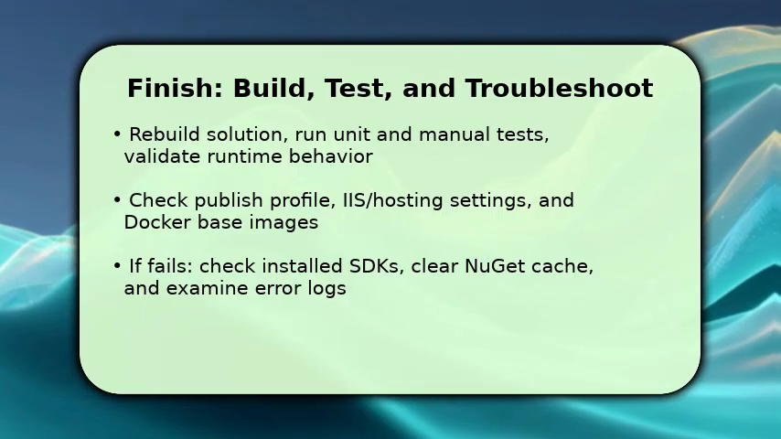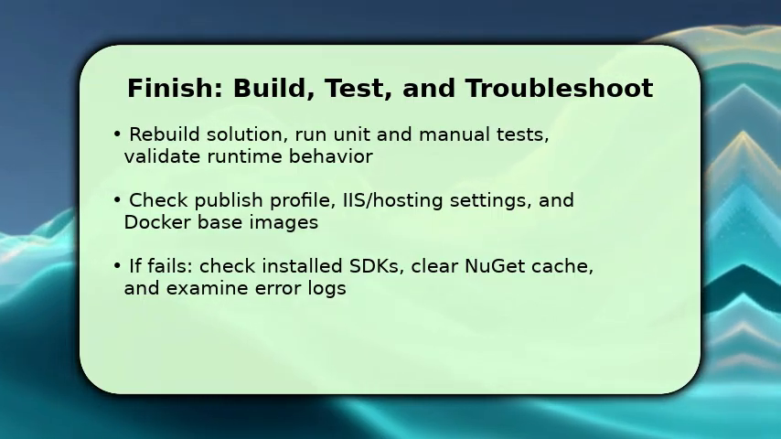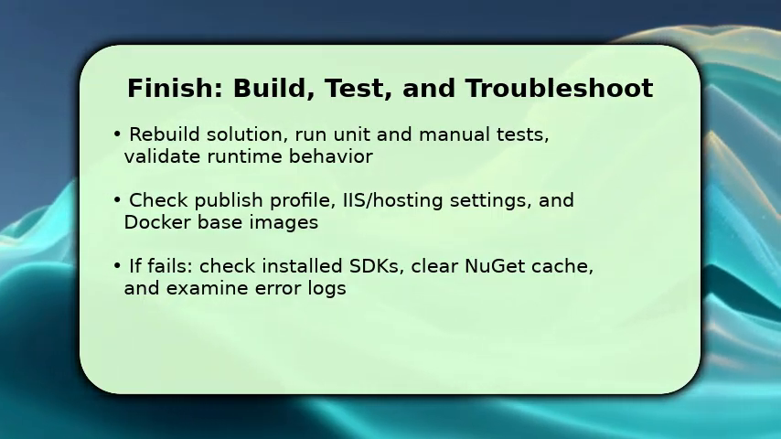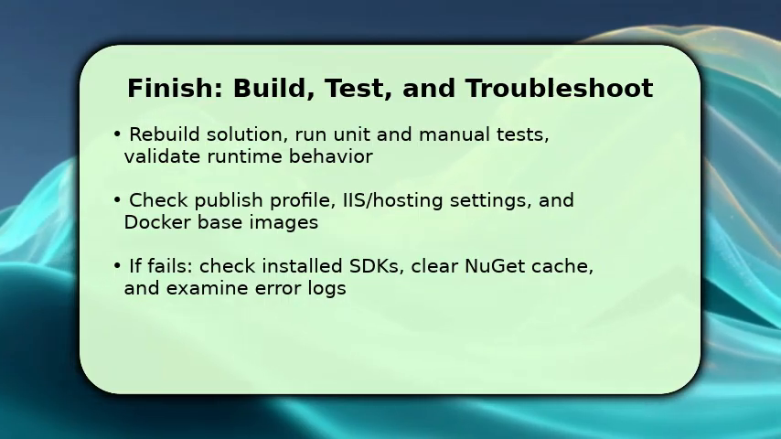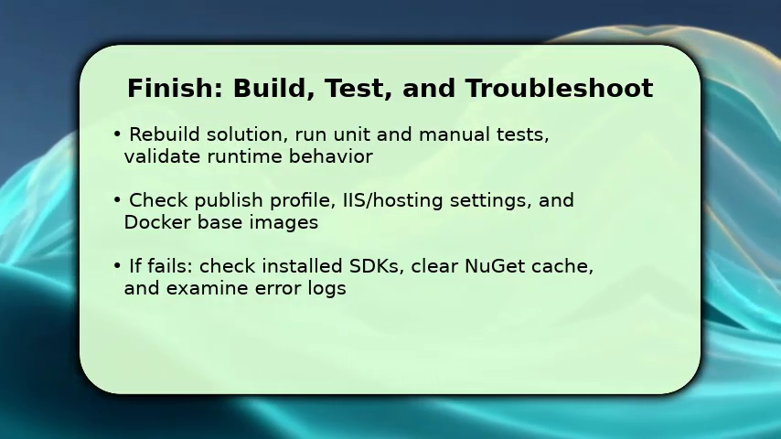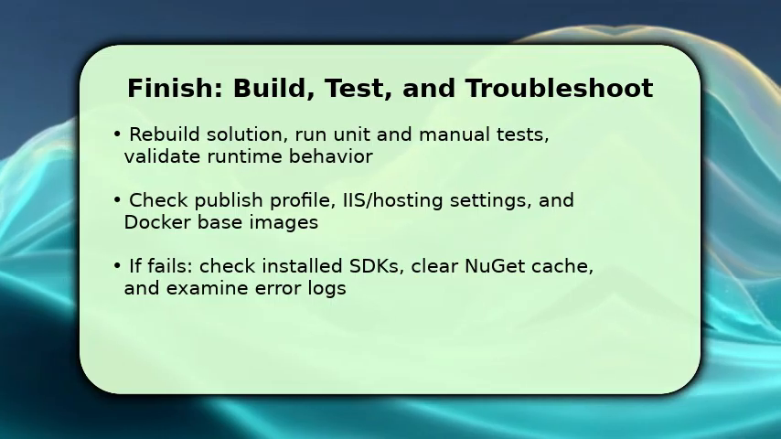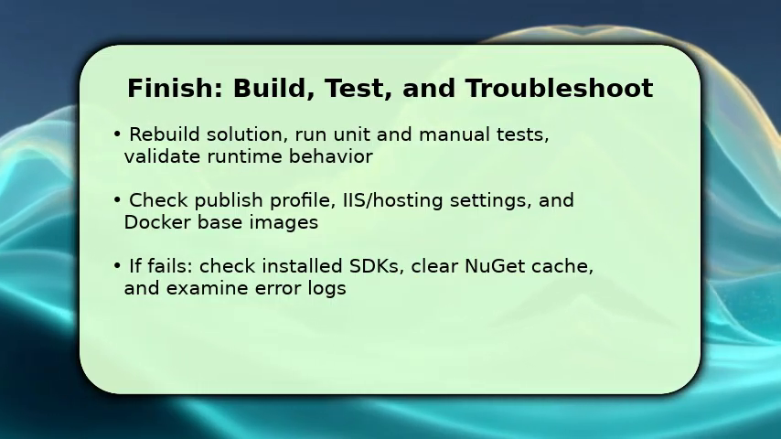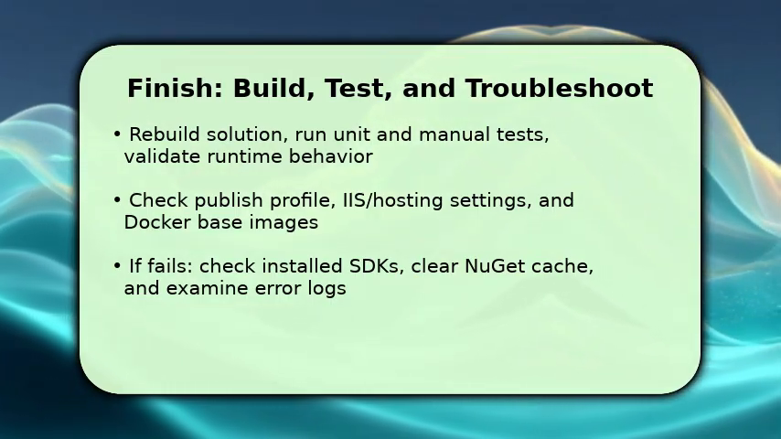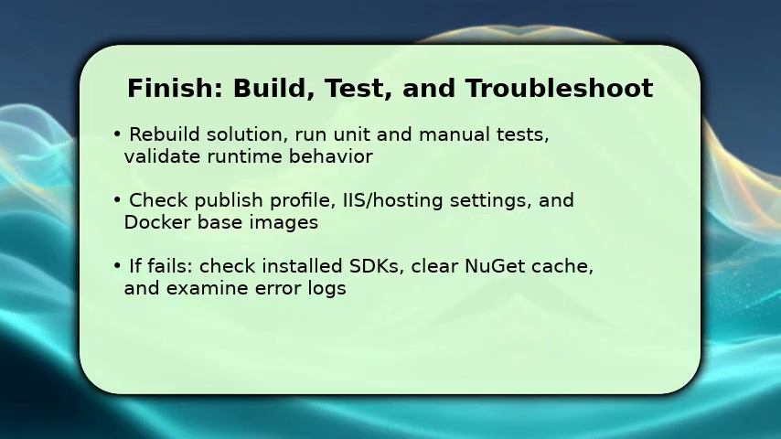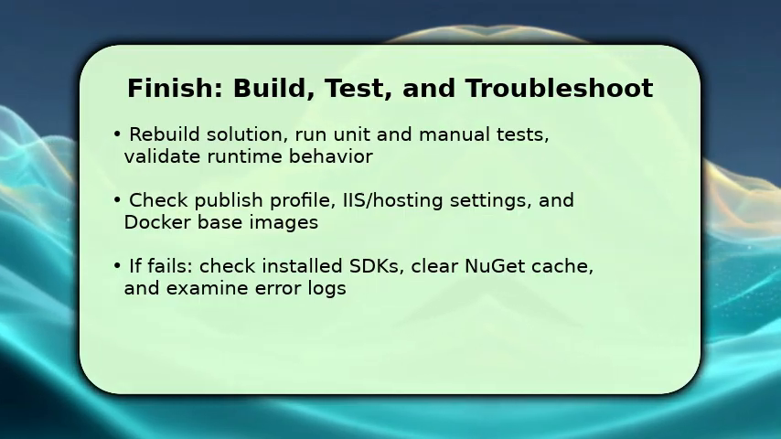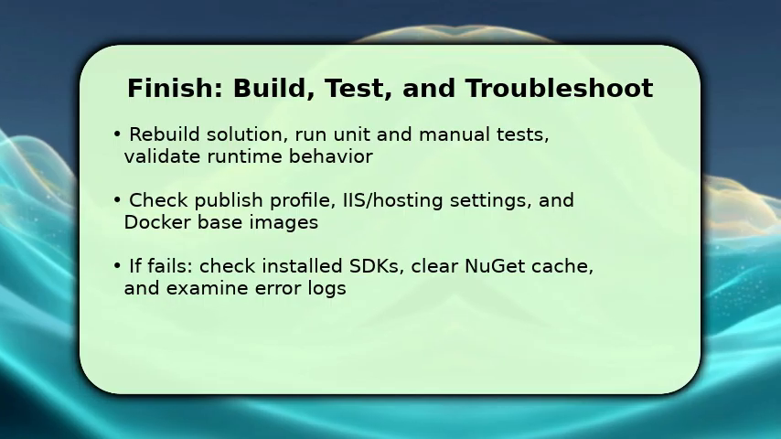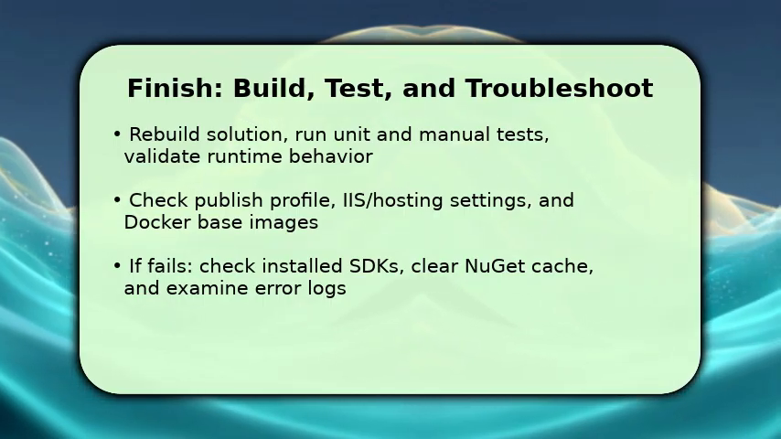Next, update publish profiles, hosting settings like IIS or Docker base images, and republish to a staging slot. If something fails, make sure the required SDK/runtime is installed on the build or host machine. Clear the NuGet cache, and inspect build and runtime error logs. This single troubleshooting step often reveals missing assemblies or mismatched versions.